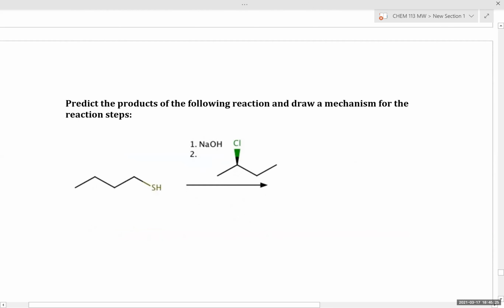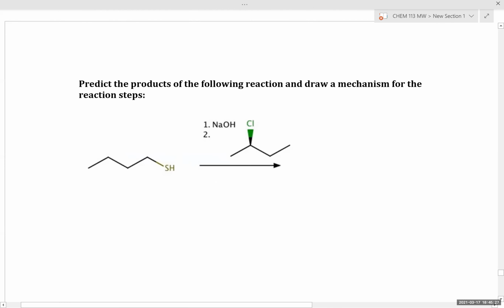So let's try to test what we've learned here. I'd like you to predict the products of the following reaction. And I'd like you to keep in mind that you should always be paying attention to stereochemistry. A lot of these reactions are textbook SN2 reactions. So your product should have the correct stereochemistry, accounting for the fact that it's an SN2 reaction.